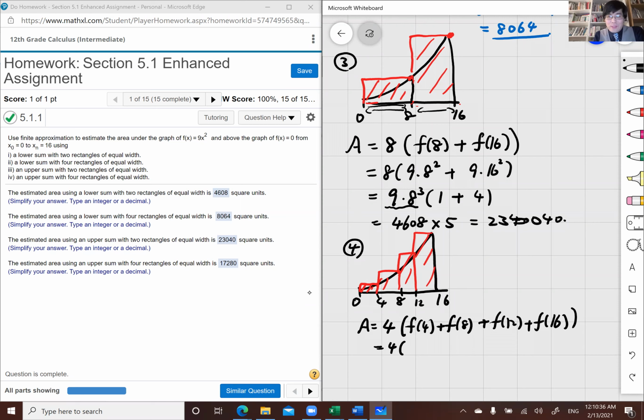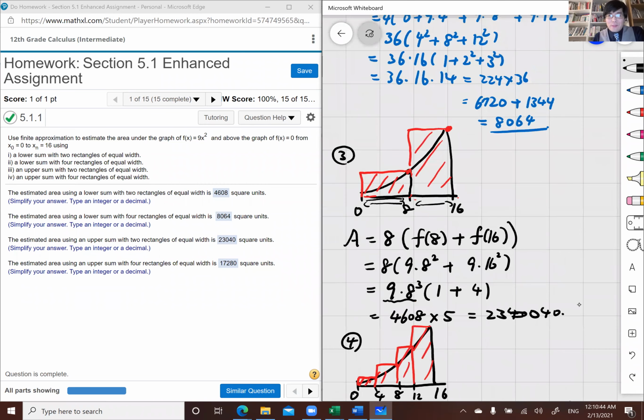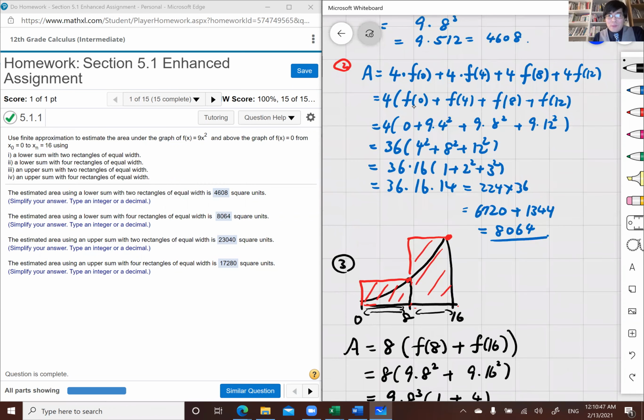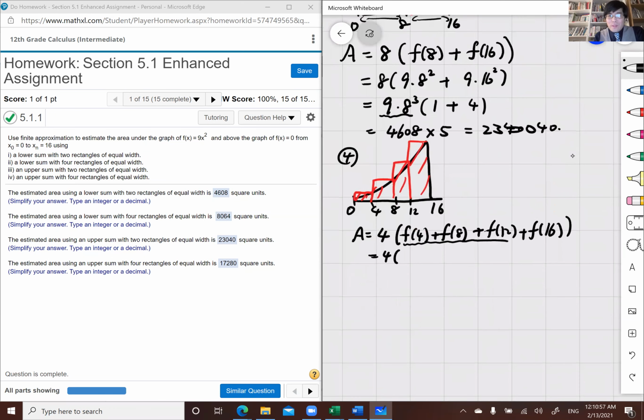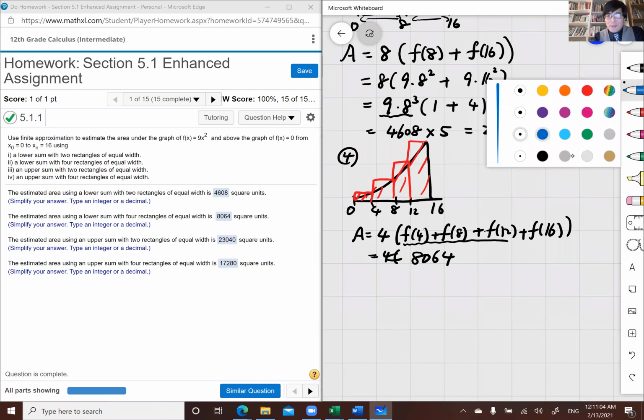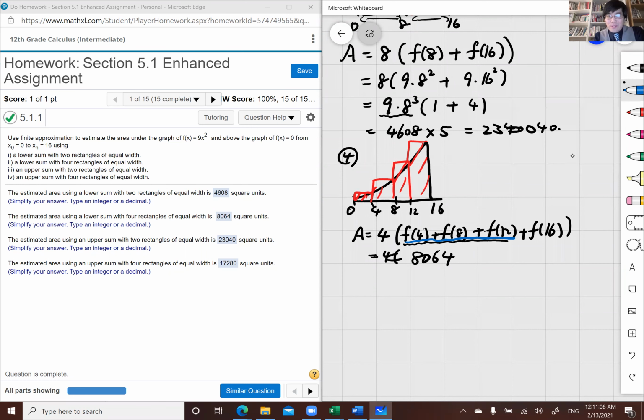Now we are doing similar questions. Well, this part, we basically did it here, because this one was 0. So it's 4 times f of 4, f of 8, and f of 12, which we just did already, which was 8064. So we just borrow 8064 for this term because we already did it.